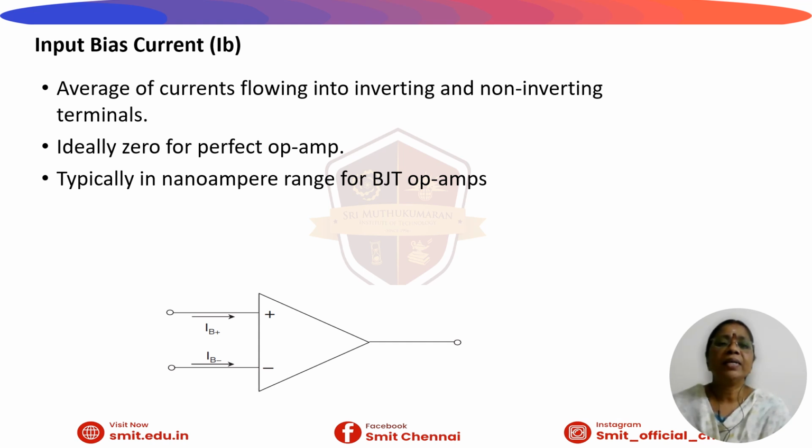IB plus is the input bias current flowing into the non-inverting terminal, and IB minus is the input bias current flowing into the inverting terminal. It is ideally zero for FET op-amp. It is typically in nanoampere range for BJT op-amp, and it is picoampere range for FET op-amp. IB is equal to (IB plus plus IB minus) divided by 2.